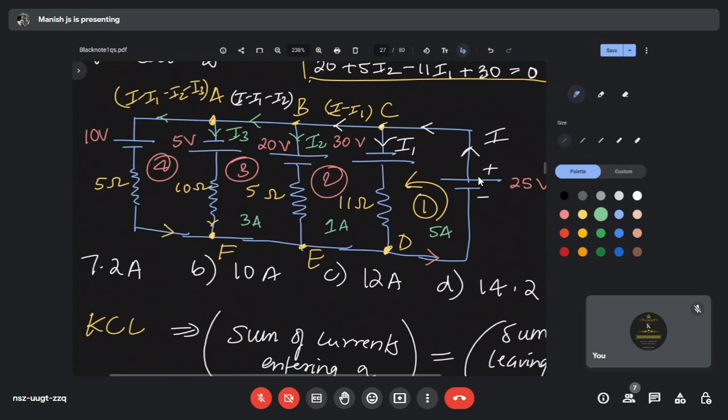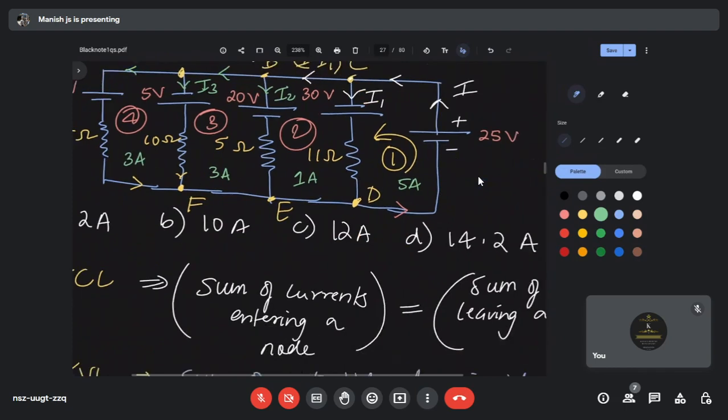Sir, I4 only 3 வருது sir. 3 வருதா? Yes. நீங்க கொடுத்துட்டீங்கல சார். ஆமா. I1. அதுல சப்ஸ்டிட்யூட் பண்ணி போட்டா வருது சார். Okay. So 3 வருதா? Yes sir. Yes. You will get 3 amperes. அத நீங்க iPhone கூட வெச்சு பண்ணலாம். There is no harm. Yeah.